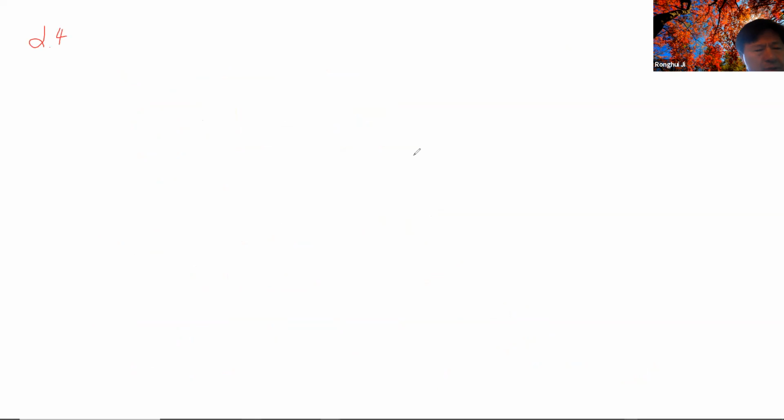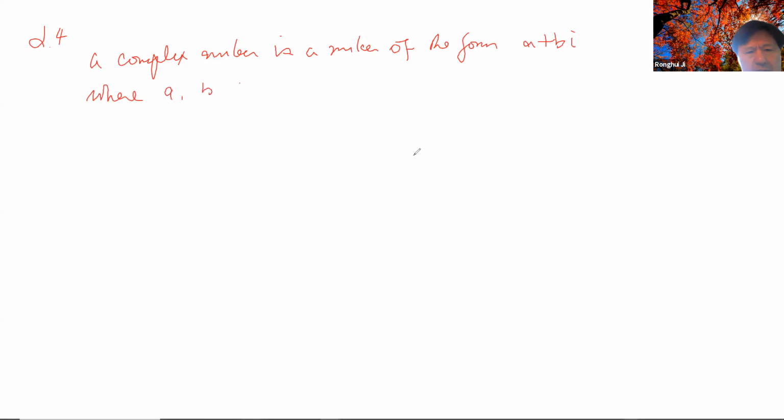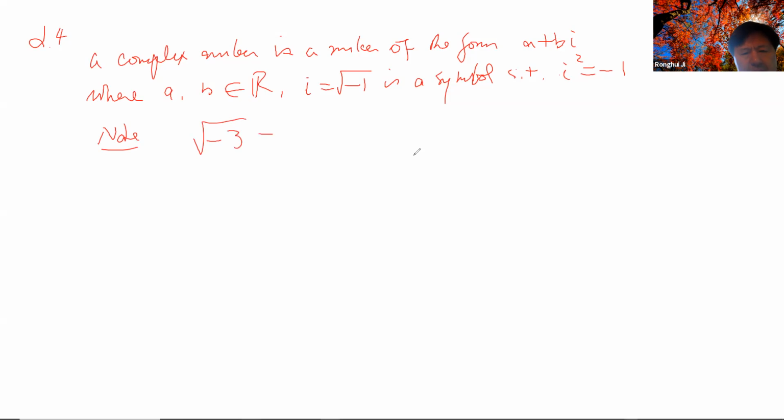So recall in section 2.4 we introduced the complex numbers. A complex number is a number of the form a plus bi, where a and b are real numbers. i is the square root of -1, a symbol. We don't know what that is, it's just a symbol, such that we assume its square is equal to -1, because in the real numbers there is no such i. So therefore i is called the imaginary number. And note, the square root of -3 can be rewritten as the square root of 3 times i.